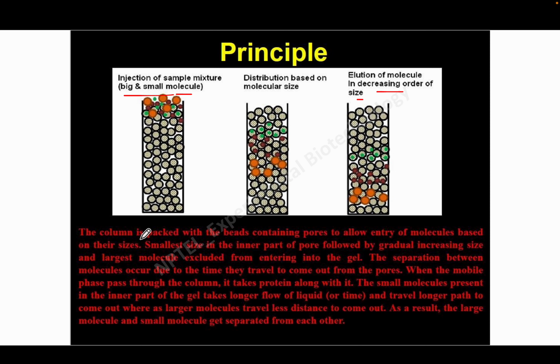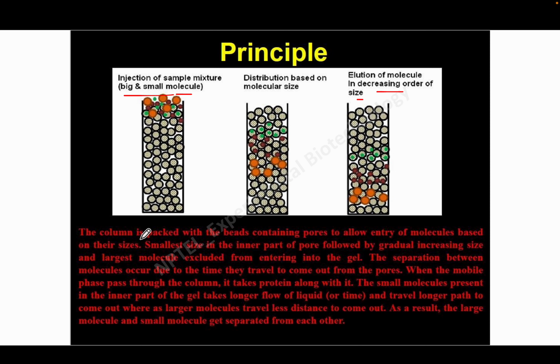So suppose the total column volume of a gel is Vt, then it is given by Vt equals Vz plus Vi plus Vo. Vz is the volume of the gel matrix, Vi is the pore volume, and Vo is the void volume. The volume of mobile phase flow required to elute a sample from a column is known as elution volume. The elution volume is related to the void volume and the distribution coefficient Kd. So Ve equals V0 plus Kd Vi.